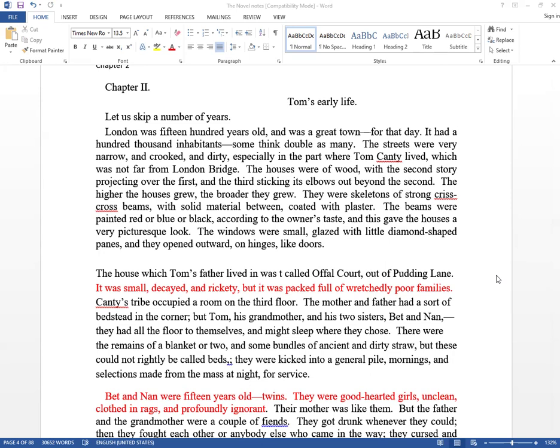Tom's family, Awful Court, and Tom's childhood.